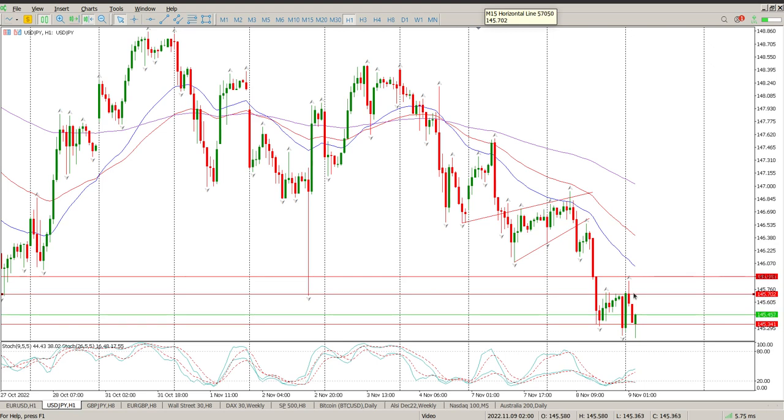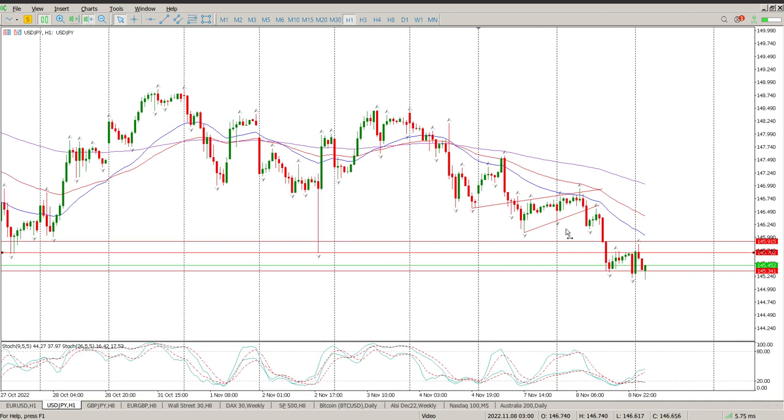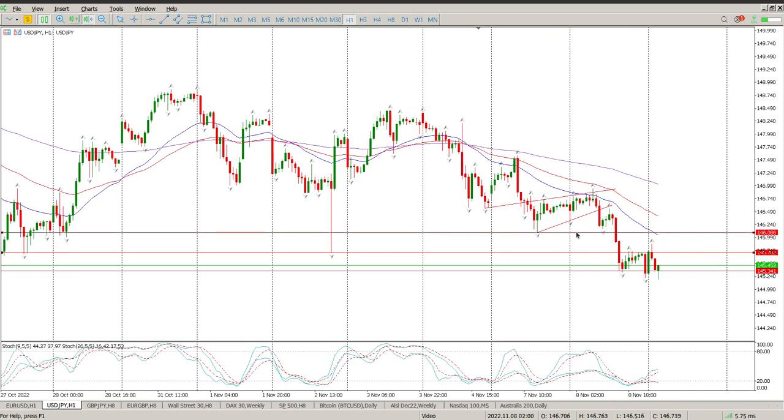So that's 145.700. So 145.700, looking for a retest of that for a breakdown. I would also just get this level in here. I'd actually be interested in this area here at 146.100.